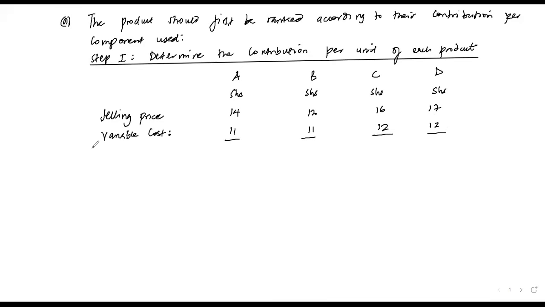So now we can get our contribution per unit. Contribution per unit of each product. 14 minus 11, that is 3. Then B, 12 minus 11, that is 1. Then C, 16 minus 12, here we have a 4. Then D, 17 minus 12, this is a 5. So that is the first step.